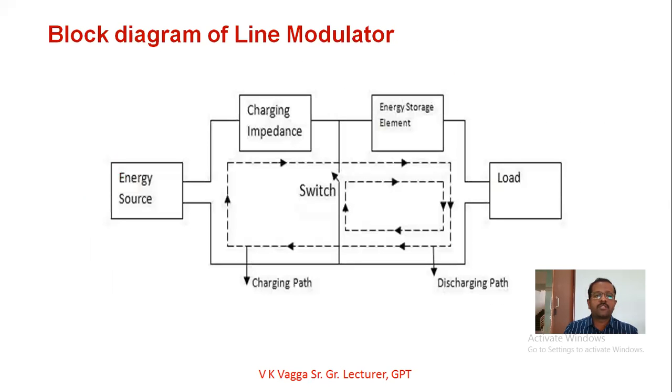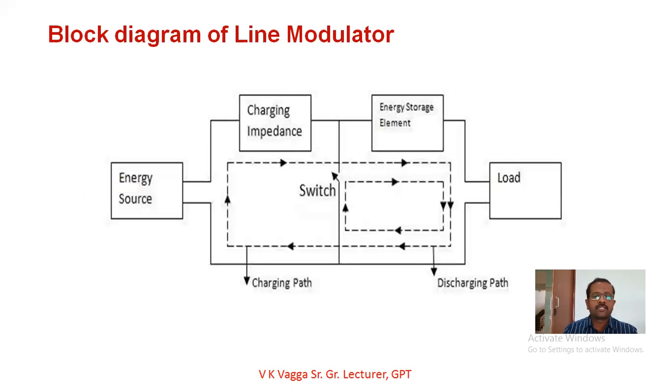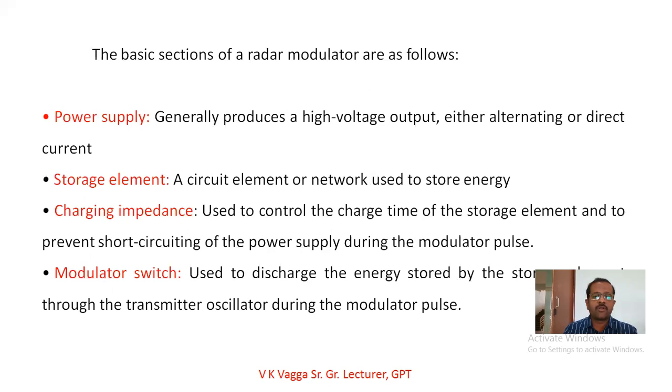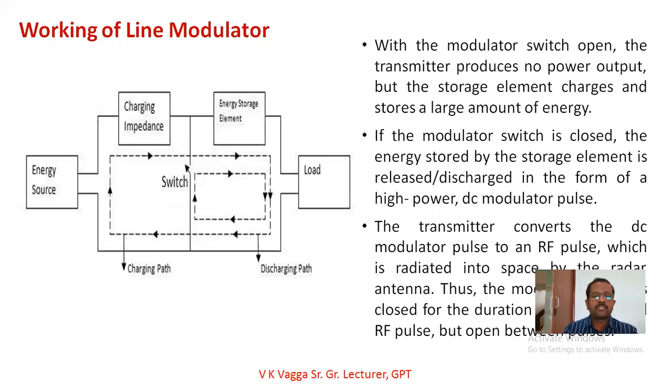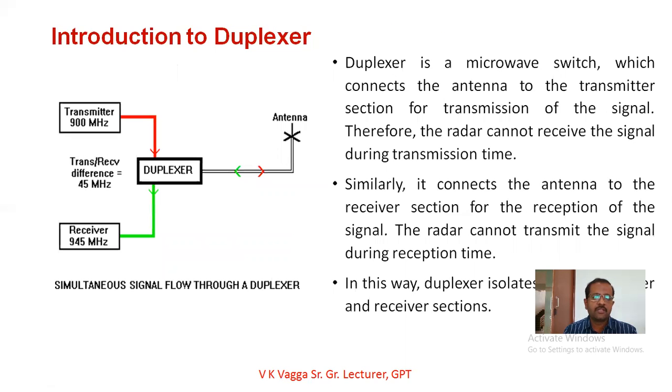This is the basic definition of the modulator, this is the block diagram of the line modulator, this is the working principle of the line modulator, and these are the components required in order to implement the modulator here. Understood? Next we'll move on to the duplexer.